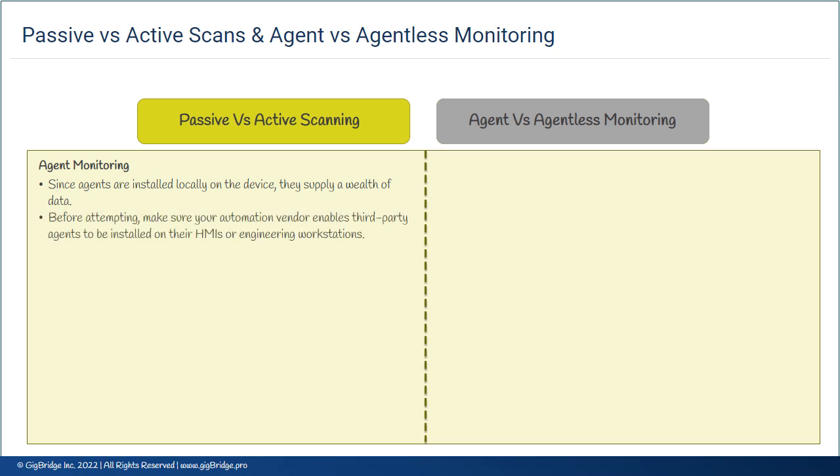While agents give comprehensive information because they are placed locally on the device, check with your automation provider first to see if third-party agents can be installed on their HMIs or engineering workstations. You can also harvest data from devices via agentless scanning if you can acquire authenticated access. There are a variety of ways to collect data without using an agent, so choose the one that offers the most flexibility across both OT and IT protocols. A strategic balance of agentless and agent-based scanning is your best bet.